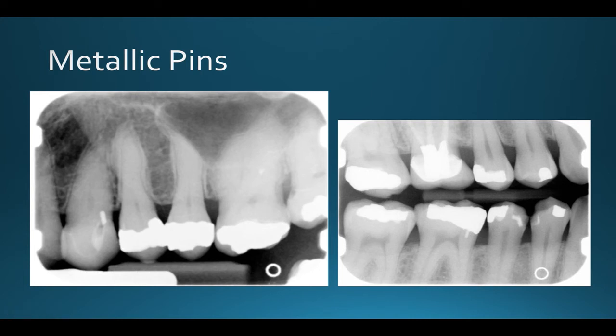Next, we have metallic pins. Metallic pins are used to enhance the retention of amalgam or composites. They're going to appear as a cylindrical or screw-shaped radiopacity on a dental image. So if I look at this image, I've got my pin here attaching this restoration. And in this image here, here's my other metallic pin attaching this restoration over here.